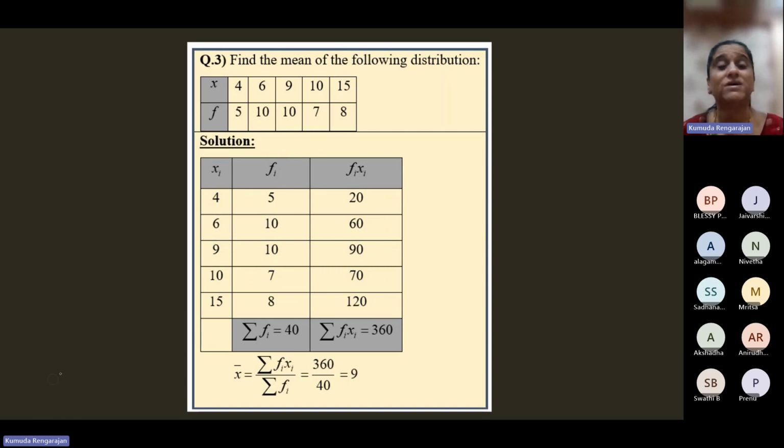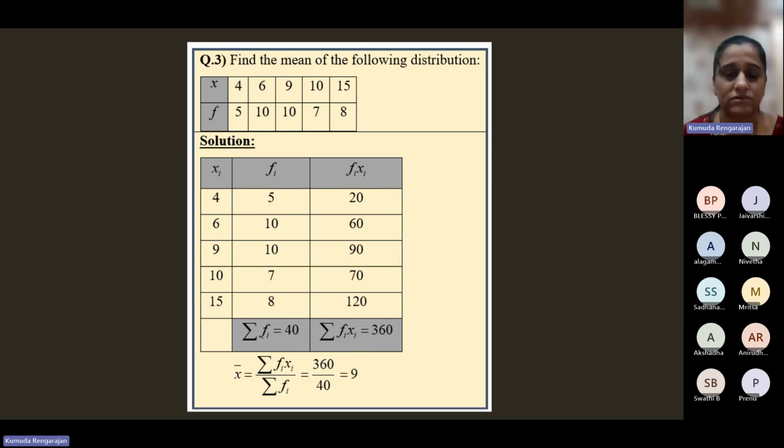Now we need to find sigma Fi Xi. That is the total of the Fi Xi column, 360. Then we need to find the total of the Fi column, not the Xi column, Fi column, 40. Now the formula to find mean is X bar is equal to sigma Fi Xi by sigma Fi, 360 by 40, which is 9. It's not mandatory that you get a whole number like this for mean. You can get anything. It can be a terminating decimal, non-terminating decimal, whatever it can be.